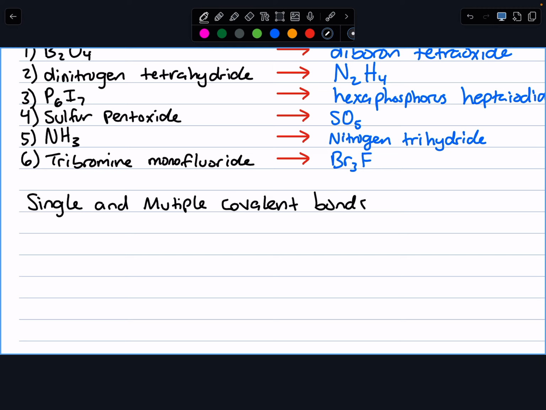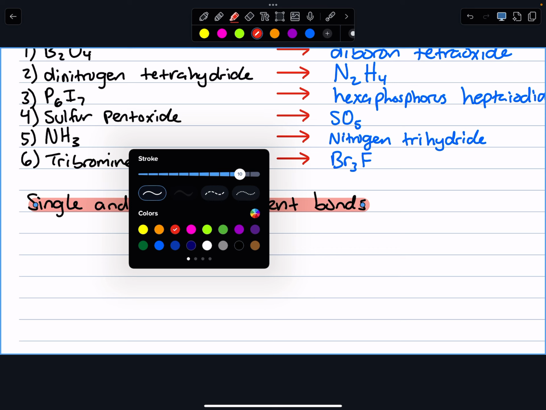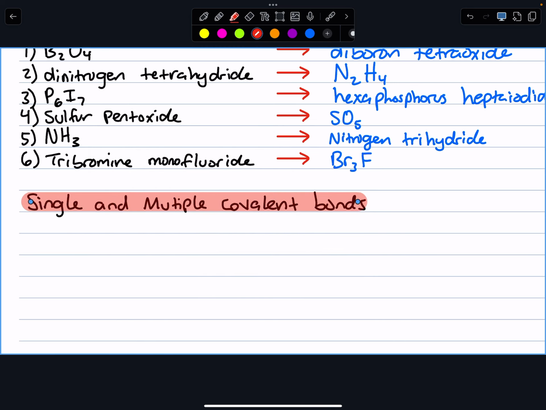Okay, so next part is single and multiple covalent bonds. So there are 3 types of bonds that you guys have learned about. What are they? Covalent. No. 3 types of covalent bonds. Polar, non-polar. No. So what does the title of this say? Single and multiple. Okay, so what are the 3 kinds of bonds you can have?